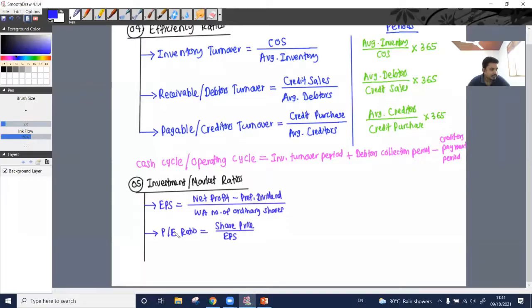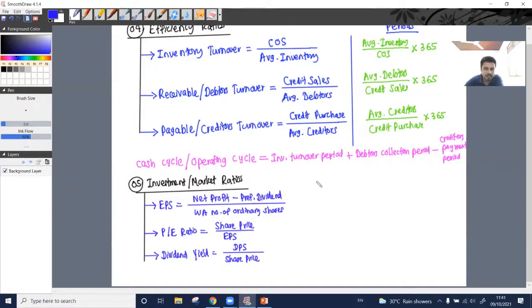And what else? Dividend yield. How to compute dividend yield? That is, dividend per share needs to be divided by share price.